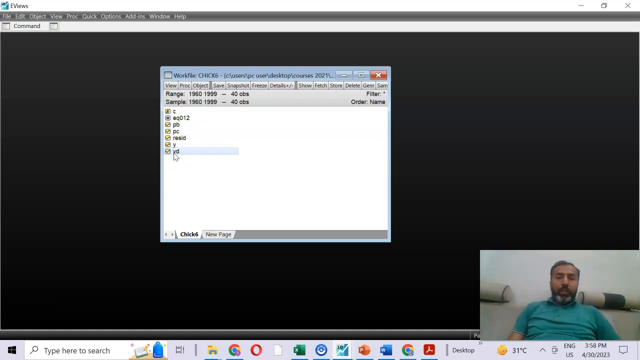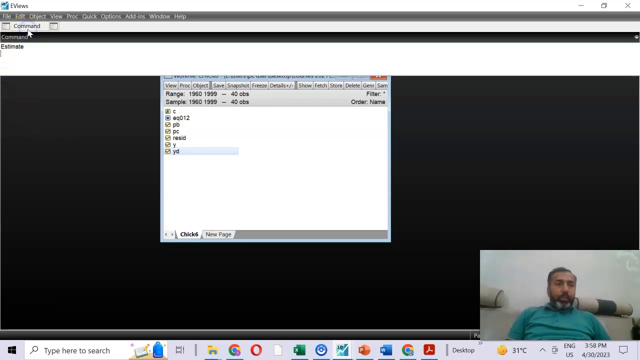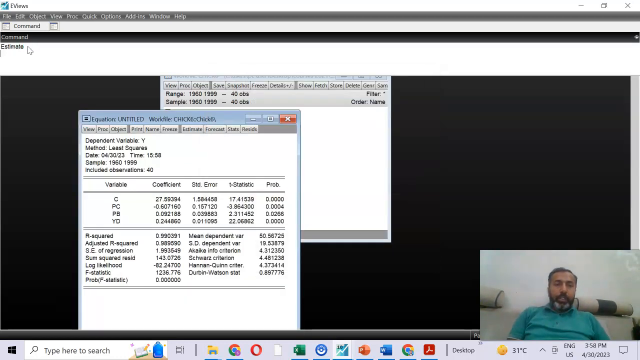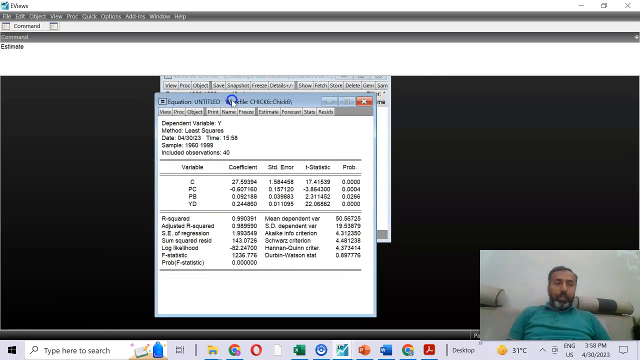So now what we will do here: we believe that theoretically the equation should include all the three variables. So let's run it. We'll run the regression equation with all the three variables: y c pc pb and yd. So this is our original equation.